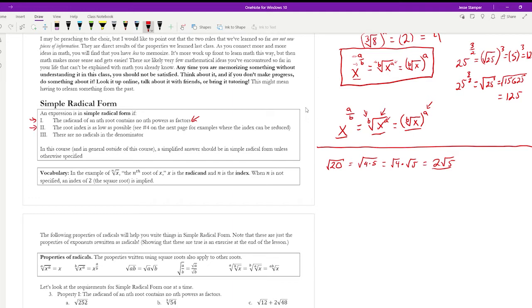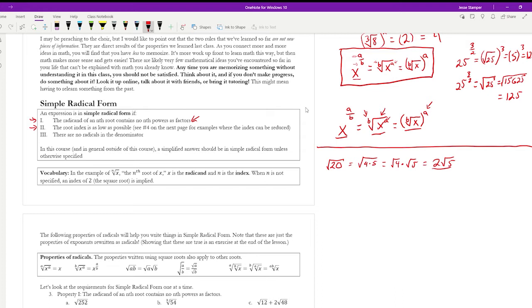The root index is as low as possible. Now that's a little more complicated. The root index is as low as possible. It almost sounds like you can change the root index. But in reality, you can. That is perfectly permissible if you do it using the proper reduction of fractions.